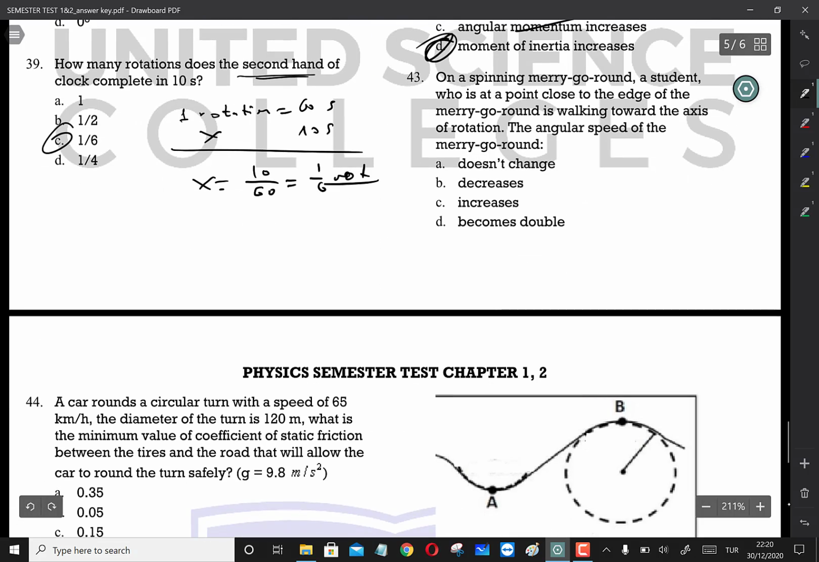On a spinning merry-go-round, a student who is at a point close to the edge is walking towards the axis of rotation. Will the angular speed of the merry-go-round change? Yes, of course. As the student moves towards the axis of rotation, the moment of inertia decreases. According to the conservation law, as I decreases, omega must increase because L is constant. So the angular speed of the merry-go-round increases.